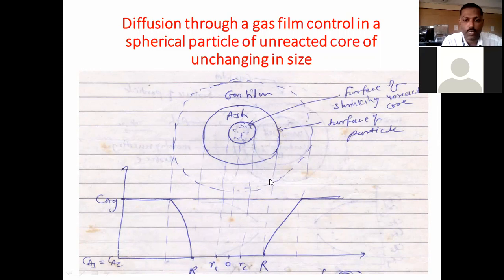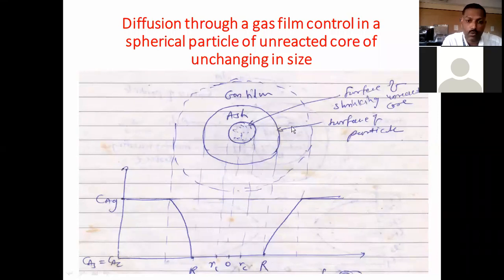Suppose the gas film is the controlling step, meaning diffusion through the ash layer is very high. Then the concentration on the surface of the solid is equal to the concentration on the surface of the shrinking unreacted core of the particle, here and here. The concentration will be the same because of the high rate of mass transfer, which is not controlling.